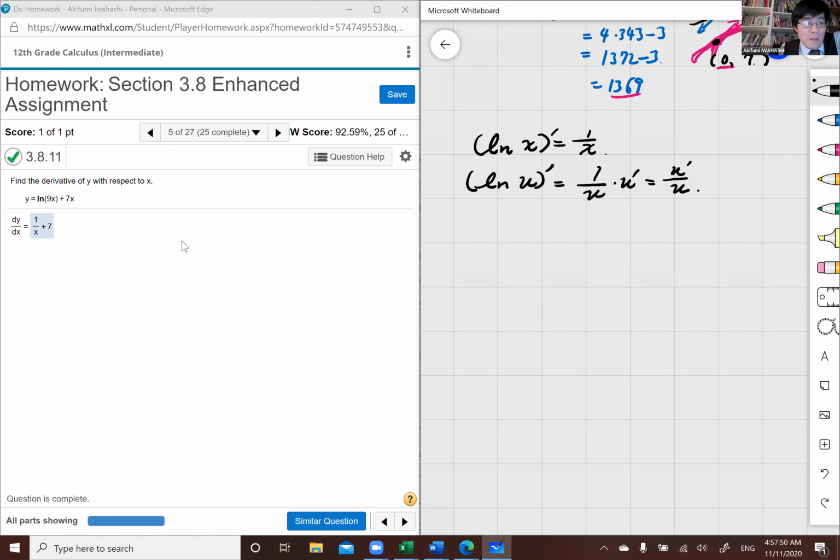Okay. So now let's do this one. y is equal to ln of 9x plus 7x. So y dash is equal to, using the chain rule, u dash over u, plus the derivative of 7x, which is 7. Simplify this expression, and you get 1/x plus 7. Okay, so that's number 5.